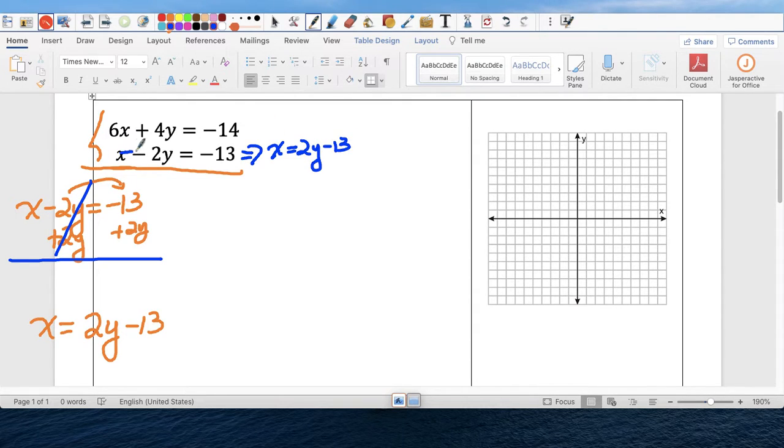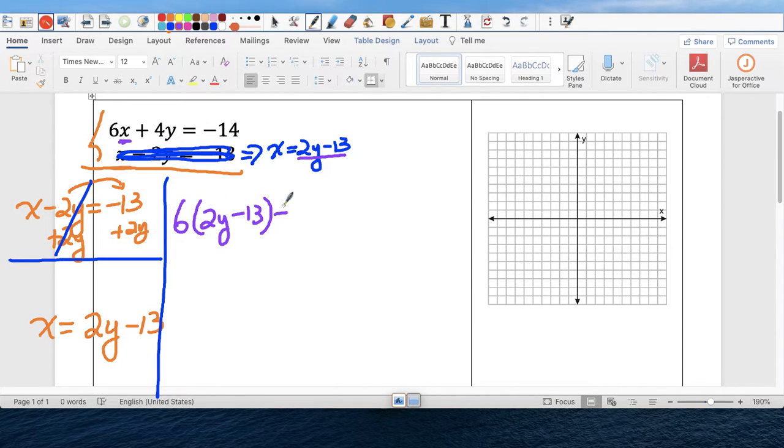I'm going to just cross this out so that we don't get confused. So here are my two equations: 6x plus 4y equals negative 14, and x equals 2y minus 13. I'm going to take what I just found, what I just rewrote, and use that. I'm going to replace this x with this expression. So we're going to get 6 times (2y minus 13) plus 4y equals negative 14.